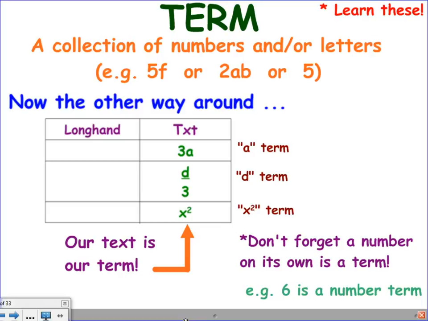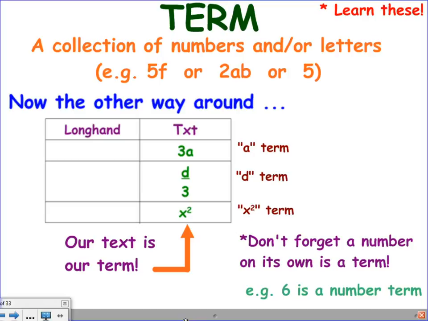So when we have these things that are really close together and we've removed the multiply or divide signs, in mathematics it's called a term. Okay? Don't forget, a number on its own or a letter on its own is also a term. So the number 5 is what we call a number term. In this instance, 3a we know is 3 times a, but that's known as the a term. D divided by 3 is known as the d term. X squared is known as the x squared term.